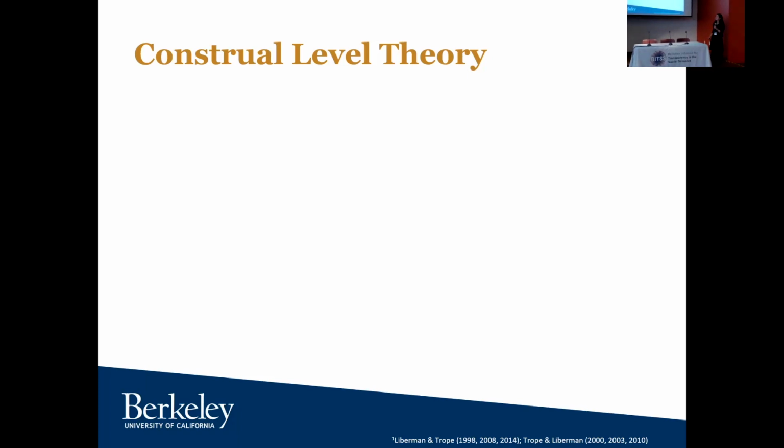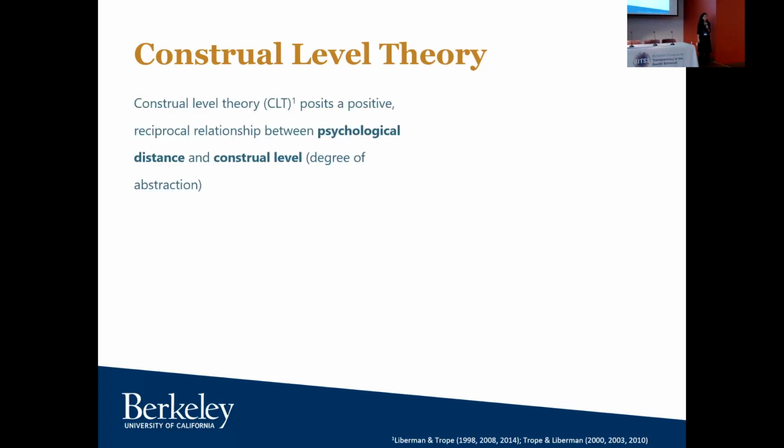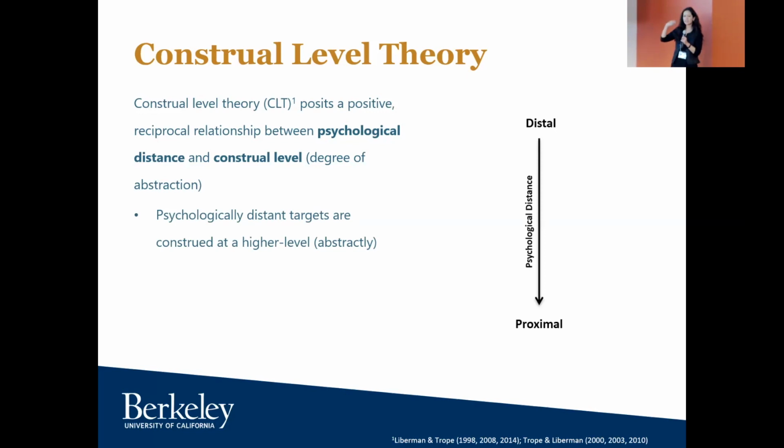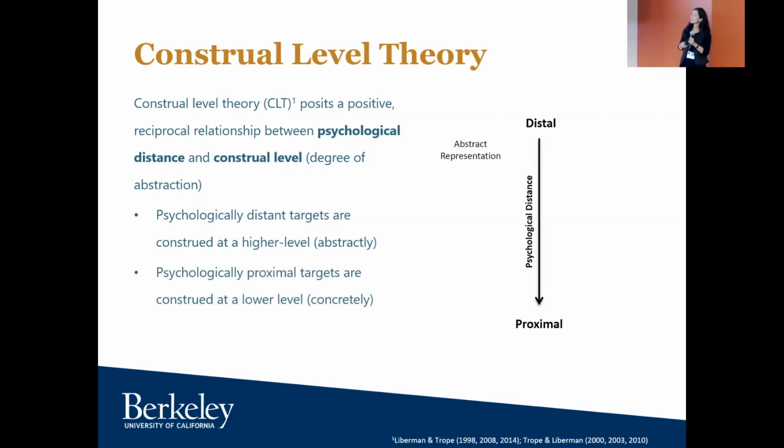It's a psychological theory proposed by Nira Lieberman and Yakov Trope, and it essentially posits a positive reciprocal relationship between psychological distance and construal level, so how abstractly you represent something in your mind. So if you think of psychological distance as going from distal to more proximal, more near, objects or targets or concepts that are psychologically distant are construed at a higher level, so more abstract, versus things that are psychologically nearer are construed at a lower level, more concretely.